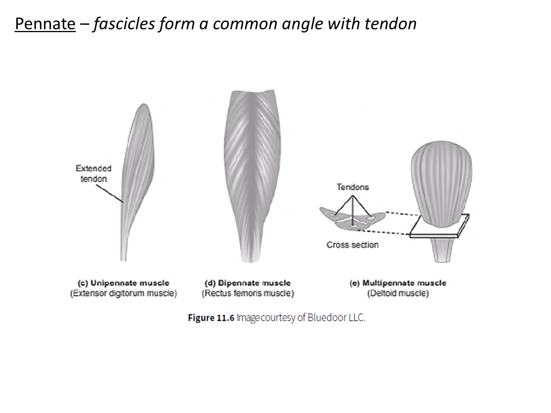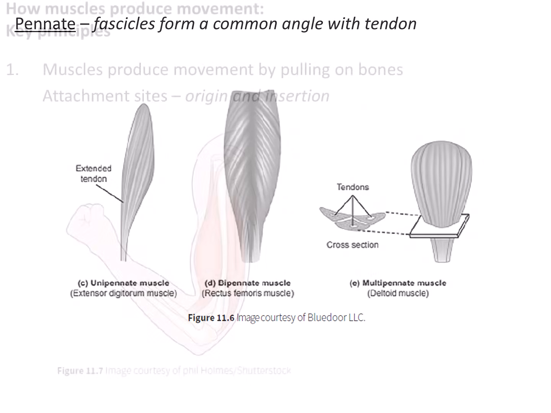The third type is the multipennate muscle. In this muscle, the tendon branches and fascicles are oriented on both sides of the tendon. The deltoid muscle, which makes up the cap of your shoulder, is an excellent example of a multipennate muscle. When these muscles contract, they cannot move a tendon as far as a parallel muscle, but can produce more tension because they generally have more muscle fibers, which means they can generate a greater force.